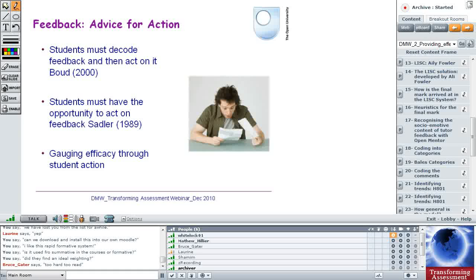You're going to give some advice, and students can actually act on it, which Sadler says is very important. I really agree, and we need to gauge efficacy, because a lot of effort goes into this sort of work from tutors through the student action, and they need to practice what they're going to be doing in their summative assignments.